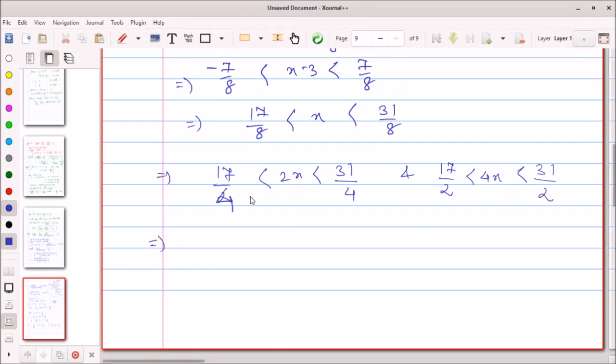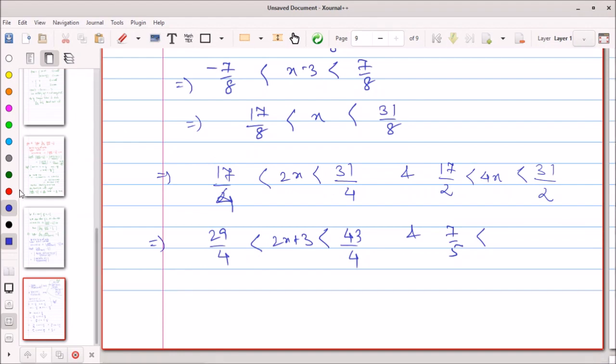So now I have to add 3 to both sides. When I add 3, it is 29 by 4 less than 2x plus 3 less than 43 by 4, and I have to subtract 5. When I subtract 5, I will get 7 by 2 less than 4x minus 5 less than 21 by 2.